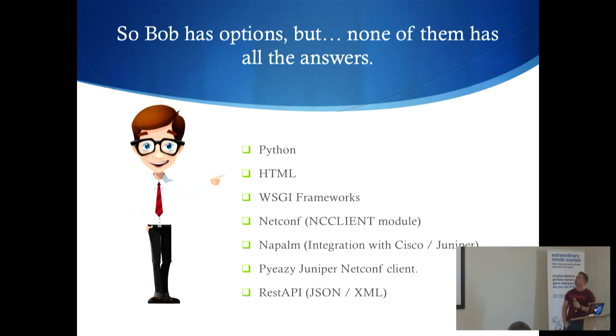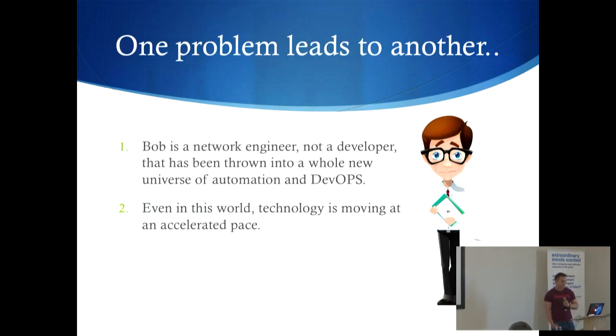So Bob basically needs to learn to develop Python, HTML, WSGI frameworks, NETCONF, NCClient once again. You can use NAPALM, all of these things, REST API with JSON and XML. But this still doesn't leave him with any ability to automate anything. He still needs a complete end-to-end framework to do it in. So one problem leads to another. Bob can write scripts to automate things, but only he and one or two of his colleagues can use it.